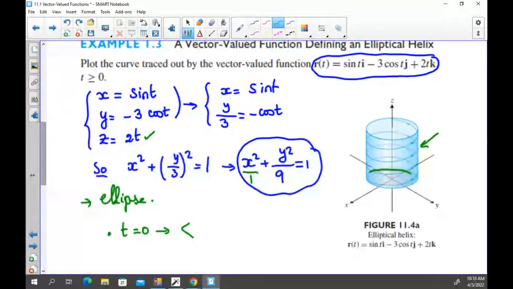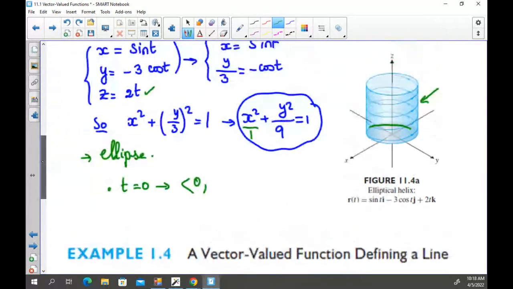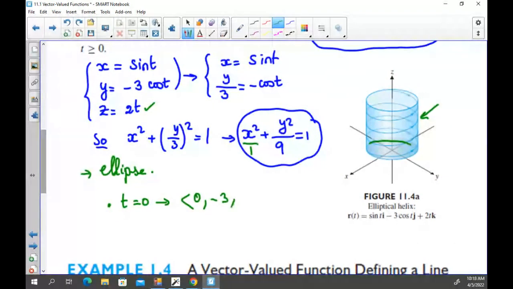if you put t equals 0, x will be 0, minus 3, 0. So this vector is actually on the x, z is 0, x is also 0, y is minus 3, so it's this vector going like this. So this is actually r of 0.